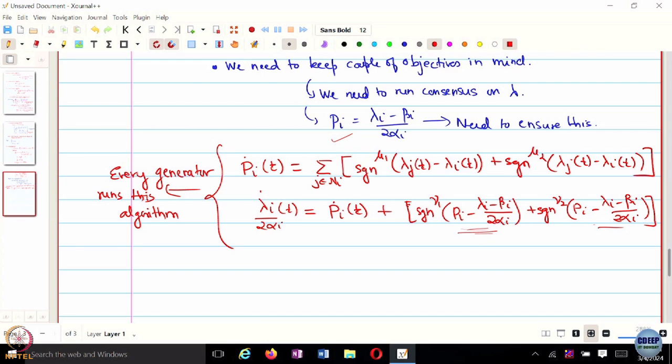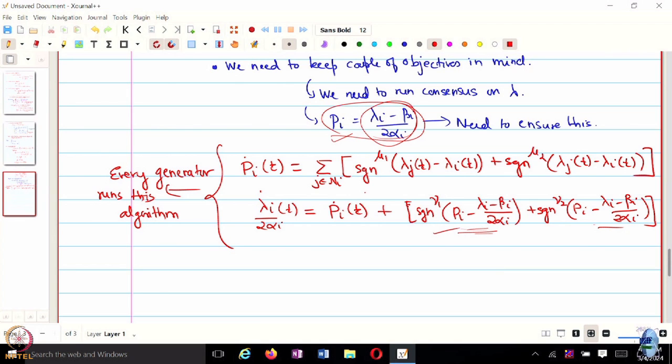Is everyone with me on this? So essentially it's a fixed time consensus kind of scheme, both on PI as well as lambda I, because we want to ensure that everyone goes to this quantity. This is not a fixed time consensus in the sense that you are not exchanging information with neighbors, but you are ensuring that this quantity on the right hand side here converges to PI in a fixed time. And this is what is happening in this expression. There is no exchange of information with the neighbors, by the way. There is no summation over j in N i.